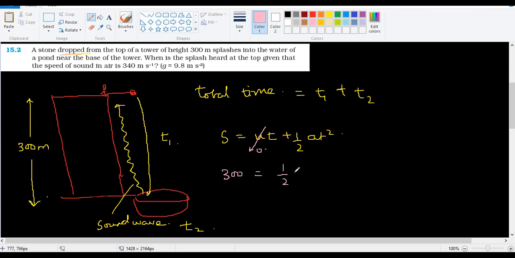Half g t squared. So g is 9.8, or say 10. t squared is t1 squared. That means everything is t1. So this 0 and this 0 will cancel. This 2 comes on this side, so it becomes 60. So t1 squared is equal to 60. So t1 is equal to root of 60. 7 squared is 49, 8 squared is 64. So 7 point something, right? So this must be 7 point some value.